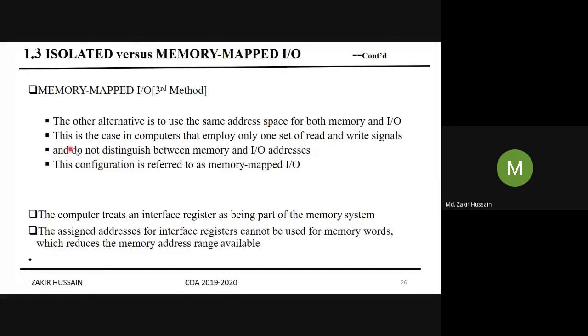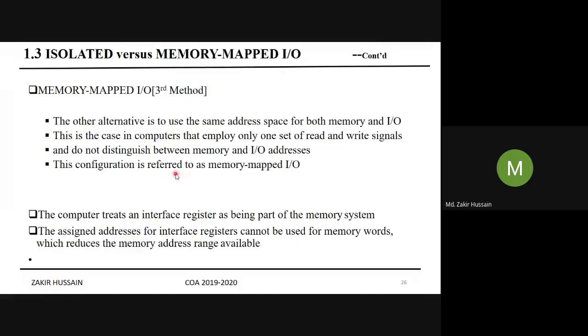Obviously, for this third point, it is very obvious for obvious reasons. When we are having the same address space, obviously there is no difference between memory and I/O address. So this configuration is called memory mapped I/O.